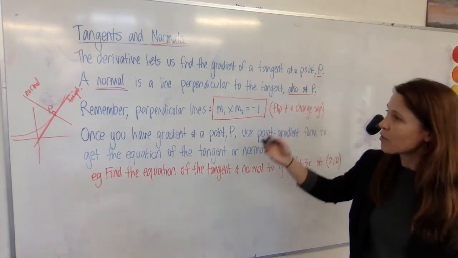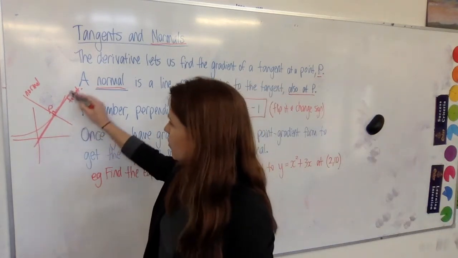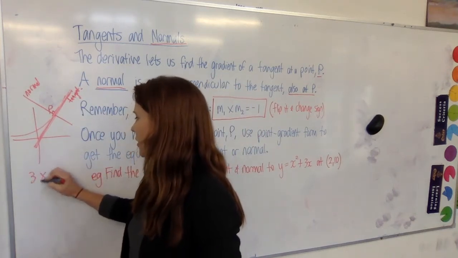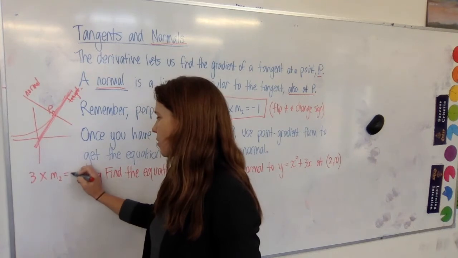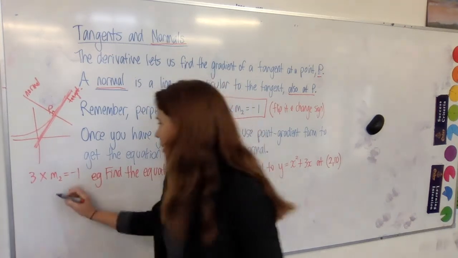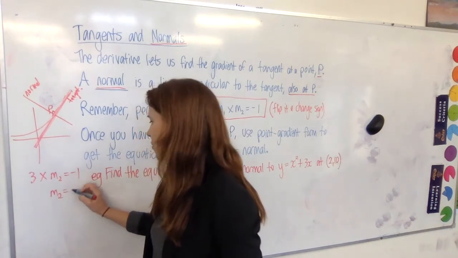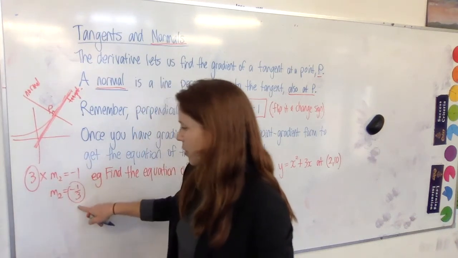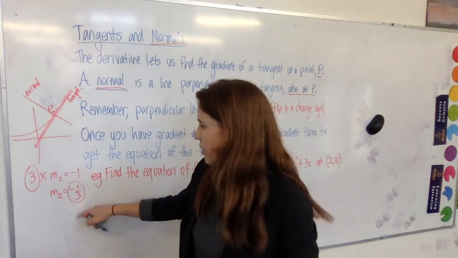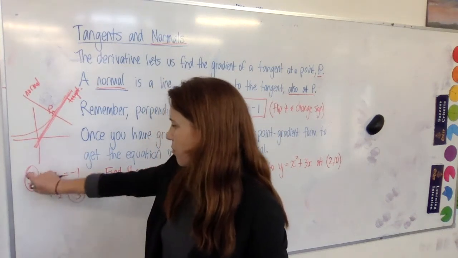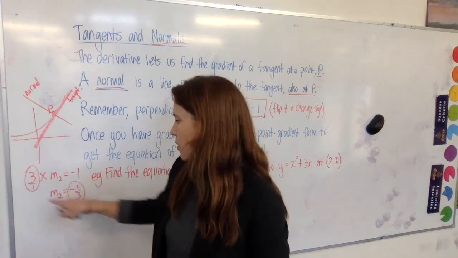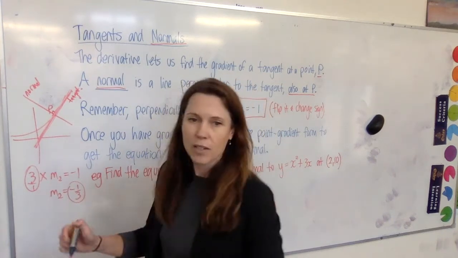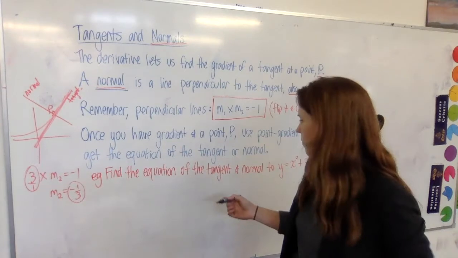So in other words, if you found that the gradient of this tangent here was, say, 3, then you'd be saying 3 times my other gradient is equal to -1, and your gradient would then have to be -1/3. So look at how 3 and -1/3 are related to each other. 3 is really 3/1. We've flipped it upside down, and if it was positive, the normal will be negative. And if the normal's negative, then the tangent will be positive, vice versa.